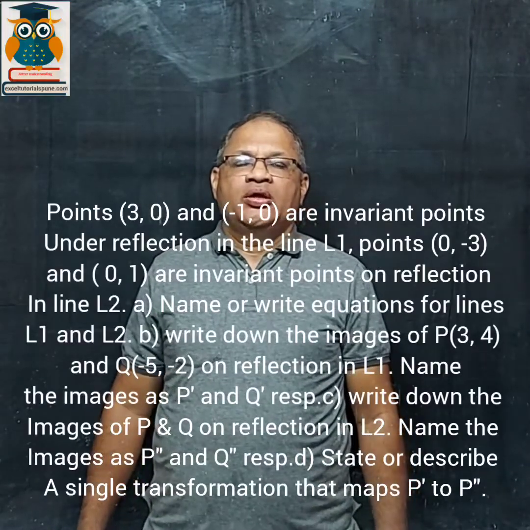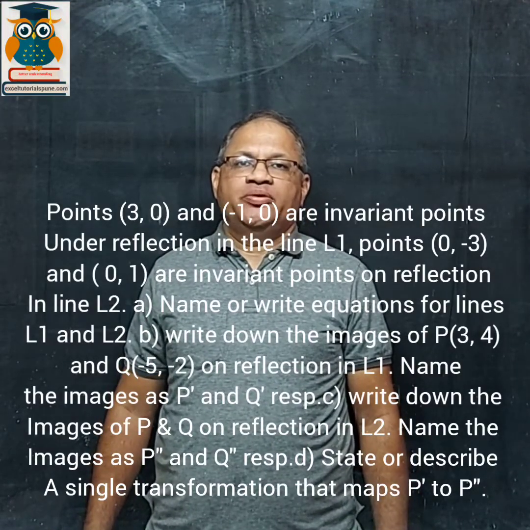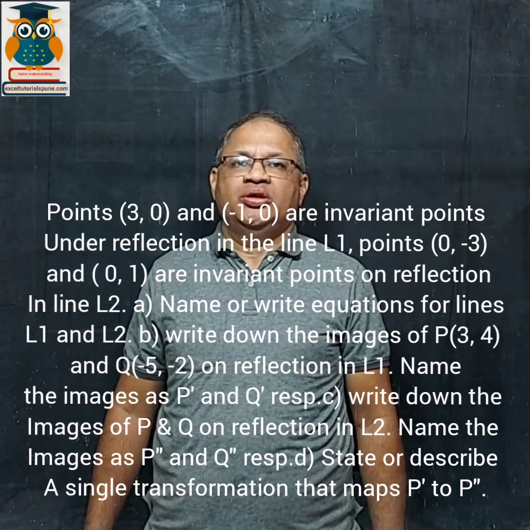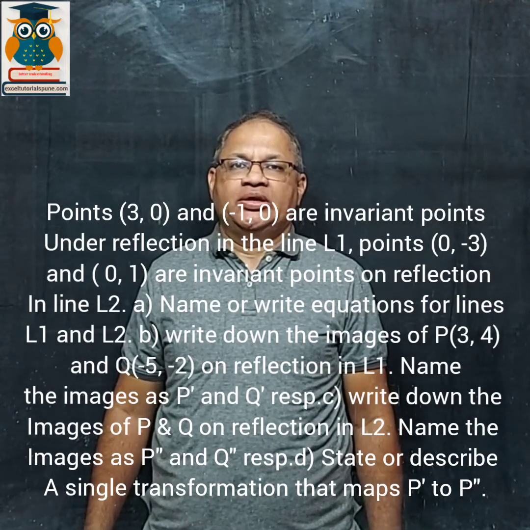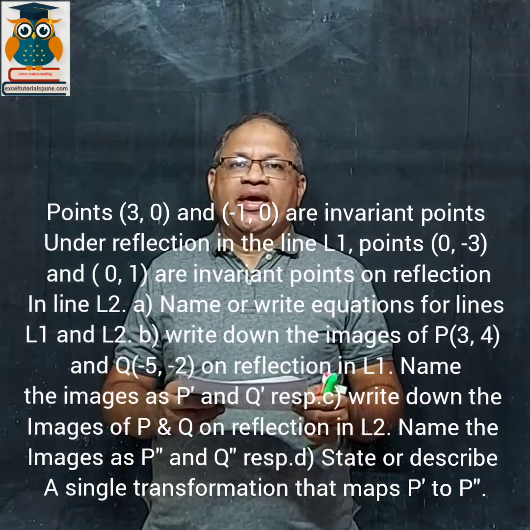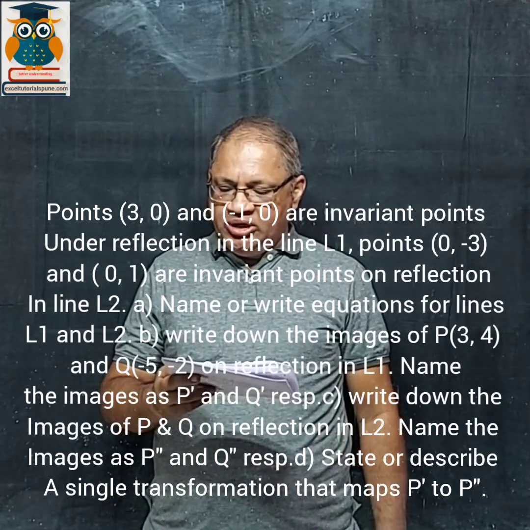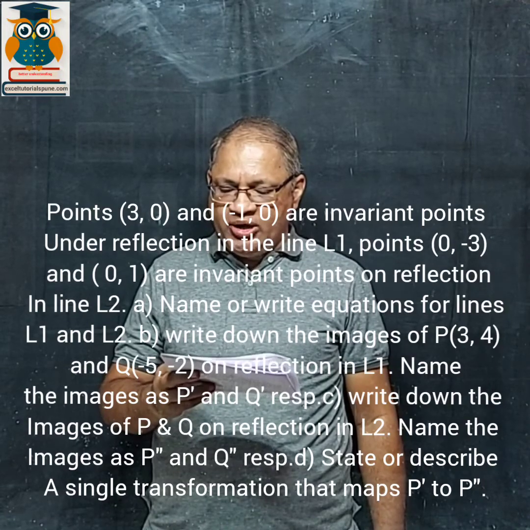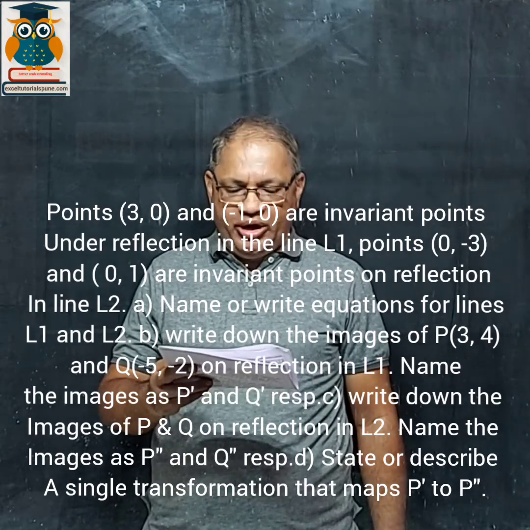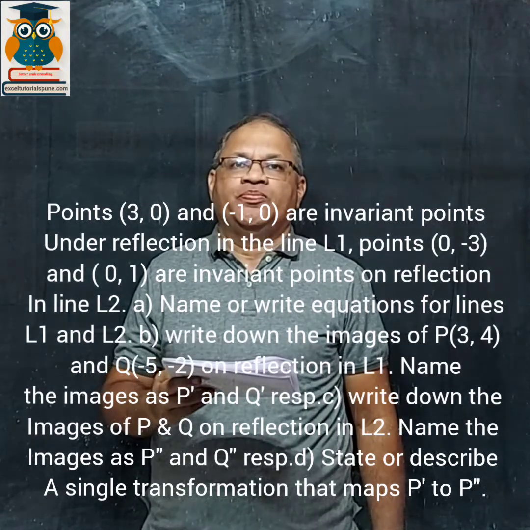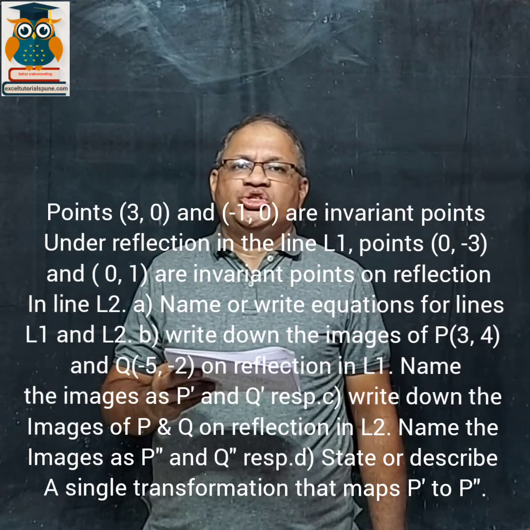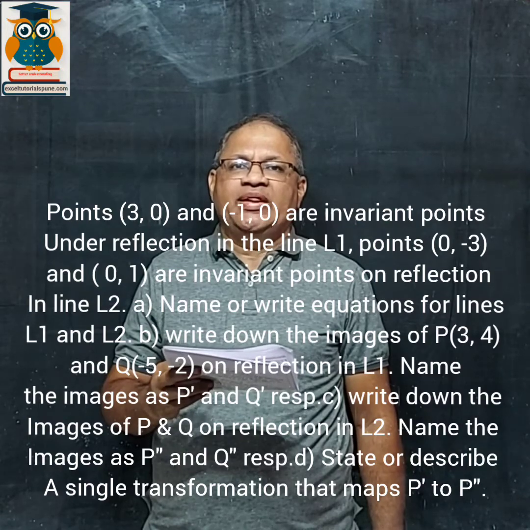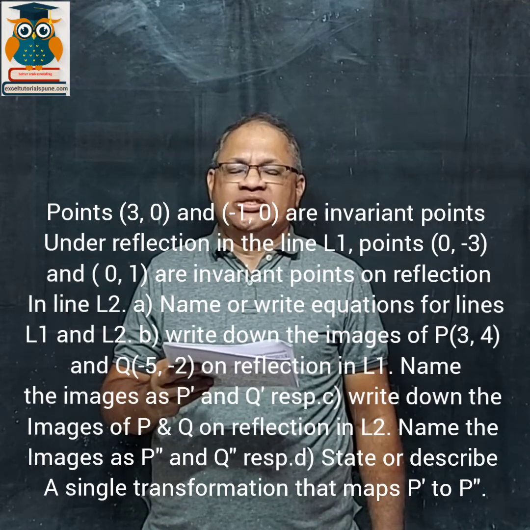Alright, now we start with the first topic, that is reflection. So the first most likely question we are going to study and solve, I hope you will understand. The question goes like this. Points 3, 0 and minus 1, 0 are invariant points under reflection in line L1. Invariant points means the values do not change, the question is equal to the answer. I had explained that to you earlier in the formula list.